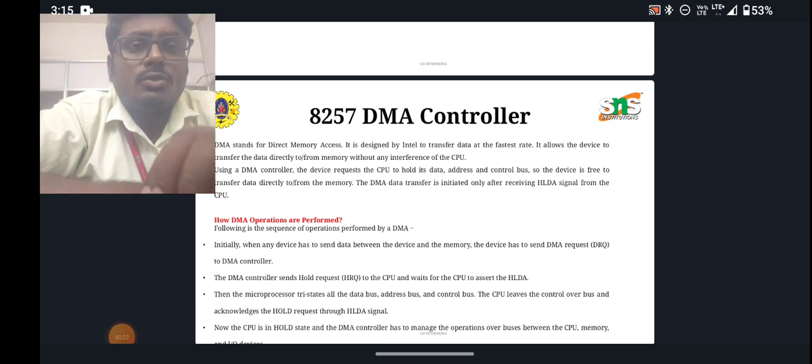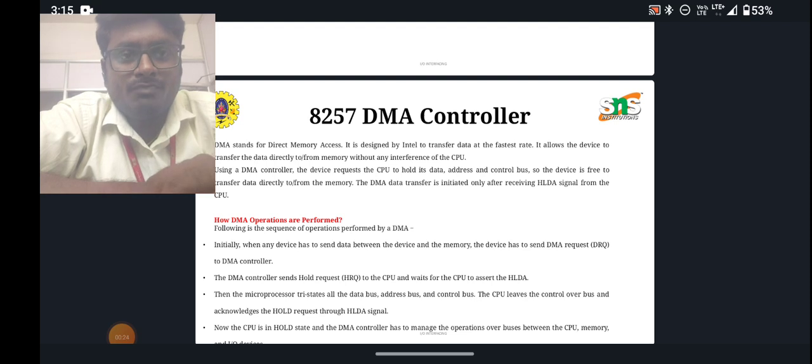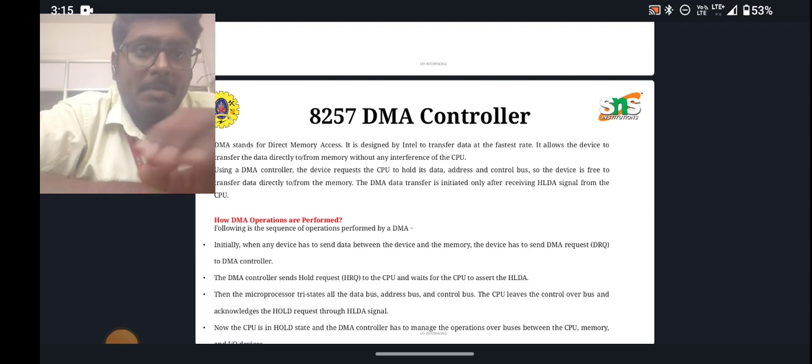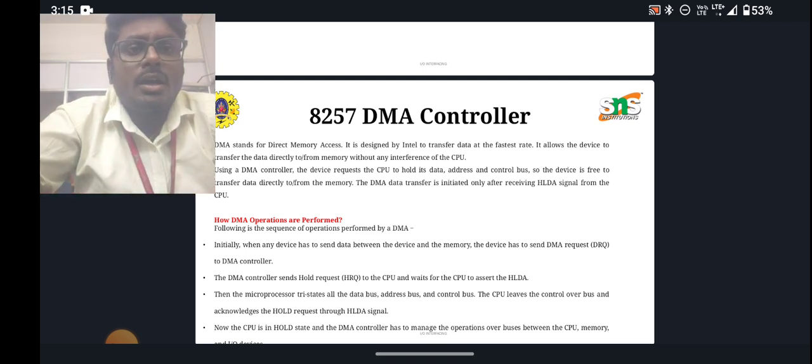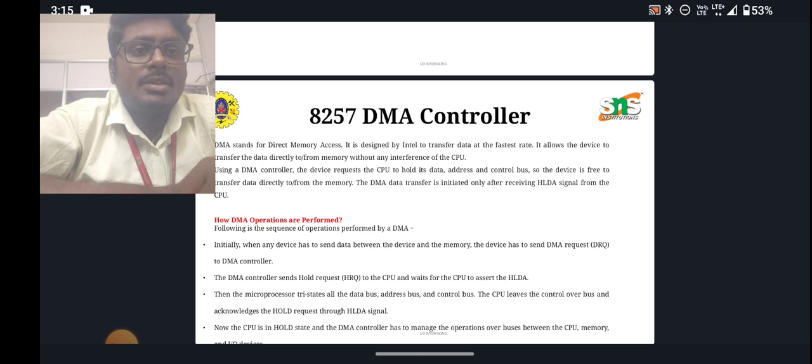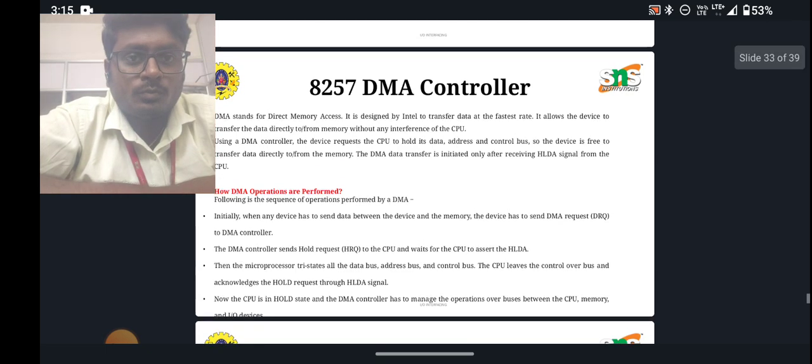It allows the device to transfer data directly to or from memory without any interference of the CPU. Using a DMA controller, the device requires the CPU to hold its data, address and control buses, so the device is free to transfer the data to or from the memory. The DMA data transfer is initiated only after receiving the HLDA signal from the CPU.